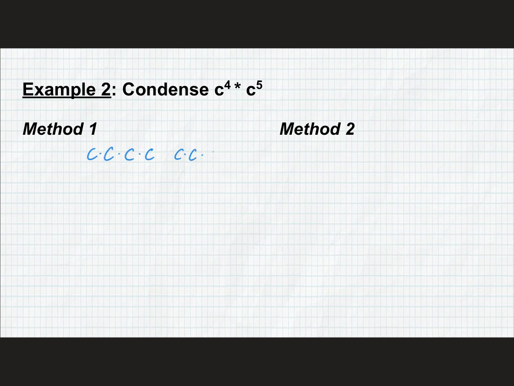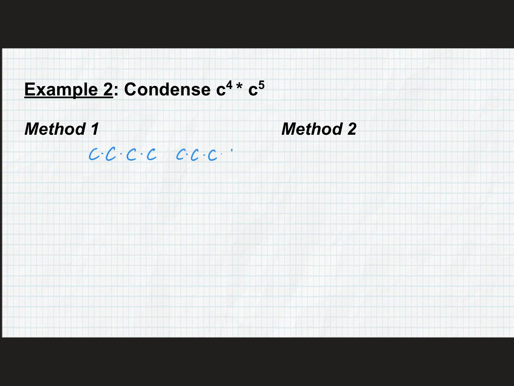For the first method, we are going to expand both numbers out, so c to the fourth becomes c times c times c times c, and c to the fifth becomes c times c times c times c times c. That means that we have a total of 9 c's, or c to the ninth. For method 2, we have c to the fourth times c to the fifth, so that will give us a product of c to the 4 plus 5, or c to the 9. Notice how you get the same exponent either way. It's just the second method is a shortcut.